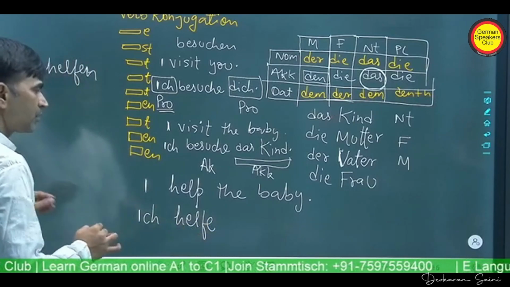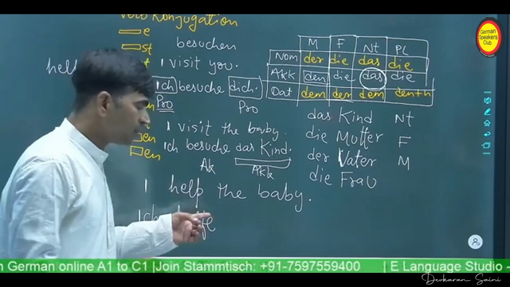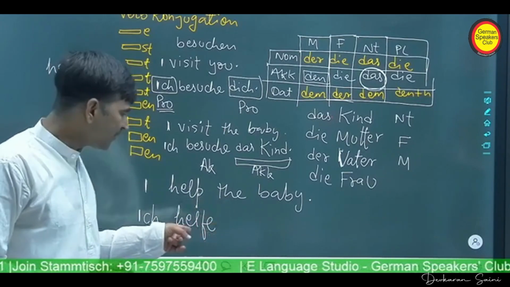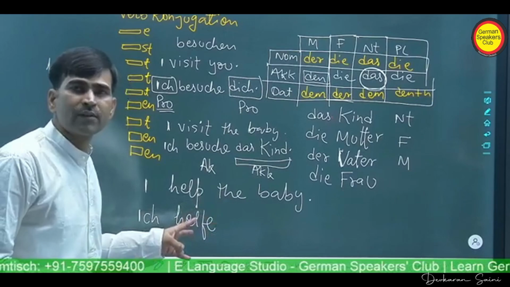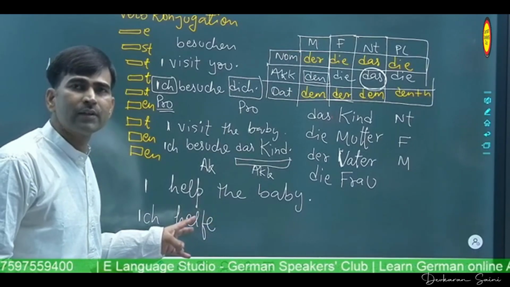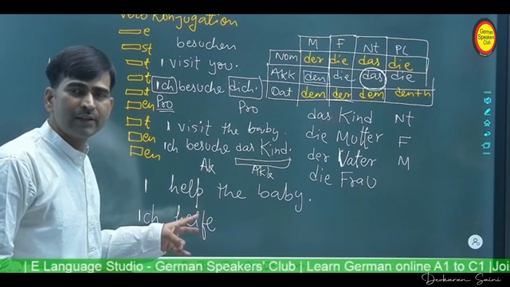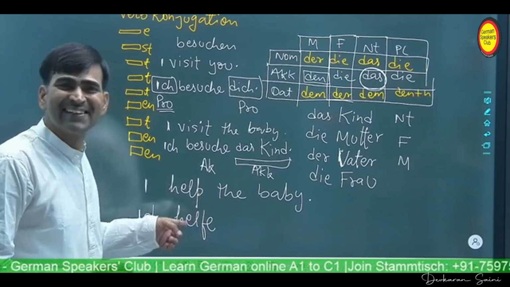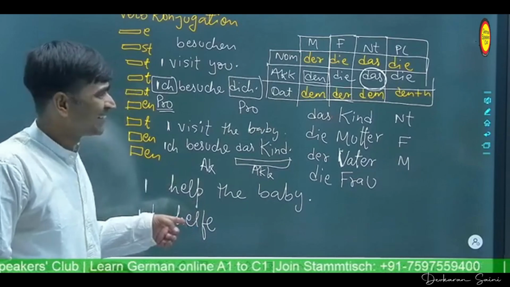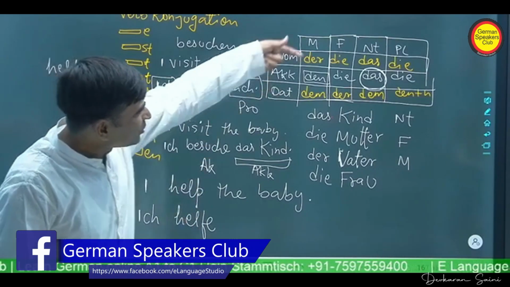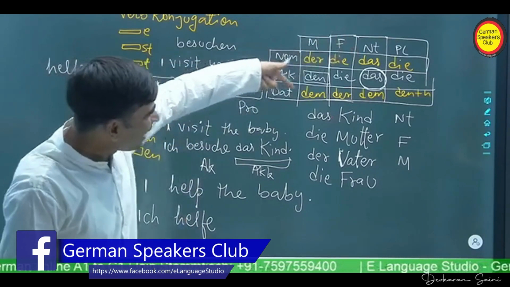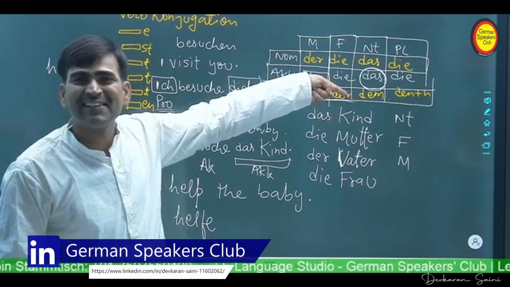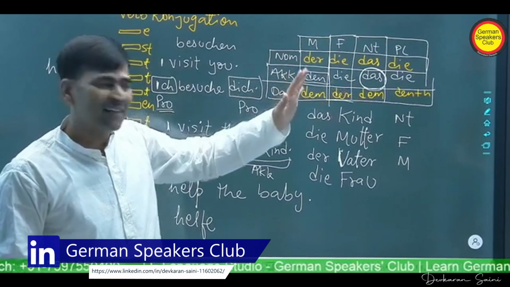I'll take another sentence to explain in a clear way. Now remember the verb helfen. Which category does it fall into? It is dative, right? If I have to say I help the baby, in the dative the das changes. So it's going to be ich helfe, and dem Kind, and I would use dem.